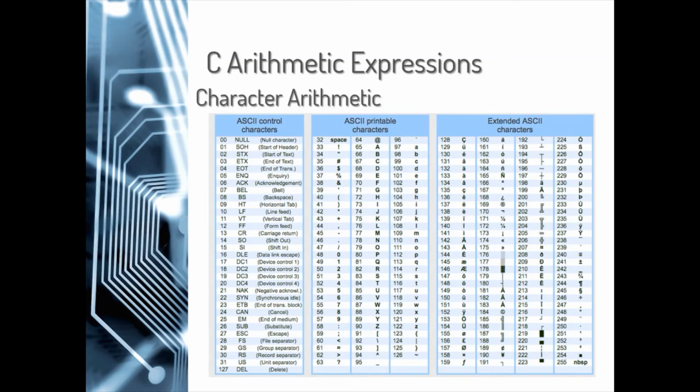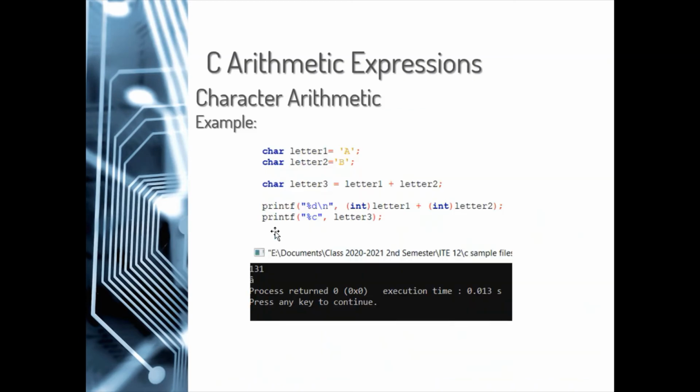Now, here is an example that proves this. Let's say we have two characters here. We have the letter A, the letter 1 which is A, then the letter 2 which is B.